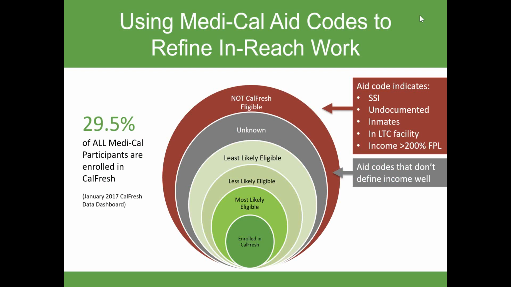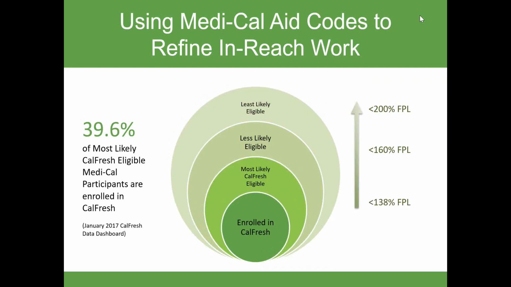Then there's a bunch of aid codes where it doesn't necessarily define someone as likely eligible or not. An example might be that if you are in a MediCal program because you have a certain diagnosis that entitles you to certain MediCal services, you might have an aid code that indicates that, but doesn't really tell us anything about your income. Or foster care folks may get MediCal, and it doesn't necessarily tell us what the household income might be for those folks. So then we're left with this green onion.